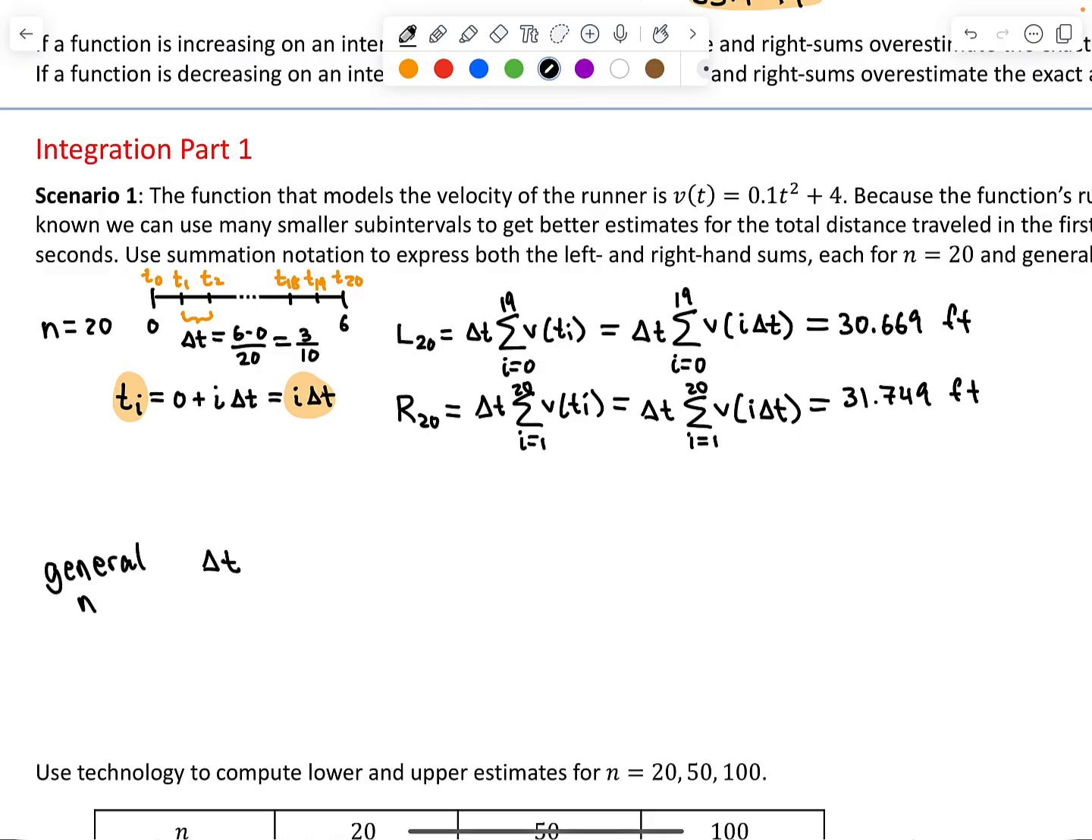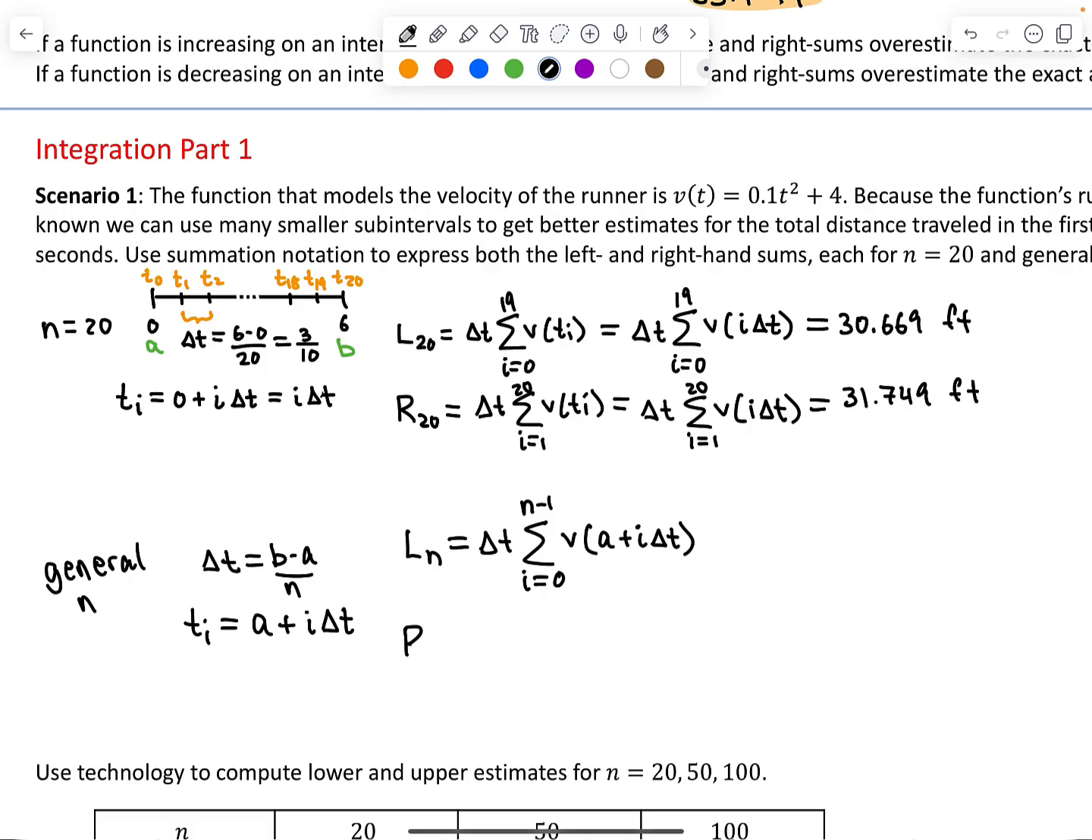Now, generally speaking, if we go even more general and say that 0 and 6 are a and b, then delta t will be b minus a divided by the number of subintervals. T sub I will be: begin with a and add I delta t, same structure as here when a was 0. The left-hand sum would be delta t times the sum from I equals 0 to n minus 1, v of t sub I, and t sub I would be a plus I delta t. And the right-hand sum would be the exact same, but I would start at 1 and end at n.